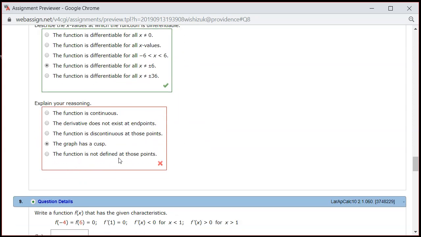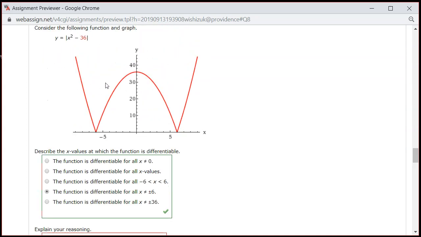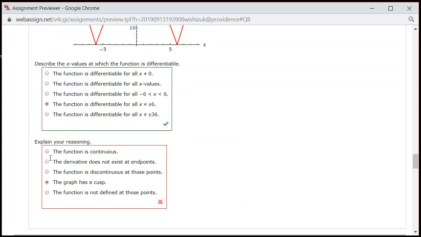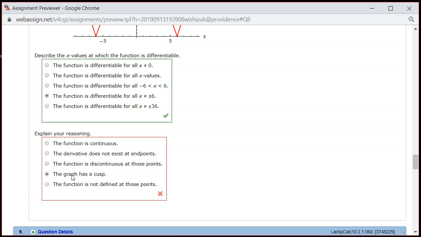The function is not defined at those points. Actually, the function is defined everywhere. Let's check the answer. We marked, actually, let's see, reasoning: the function is continuous, and the graph has a cusp. Maybe the graph has a cusp is probably the reasoning for that. So let's check the answer.